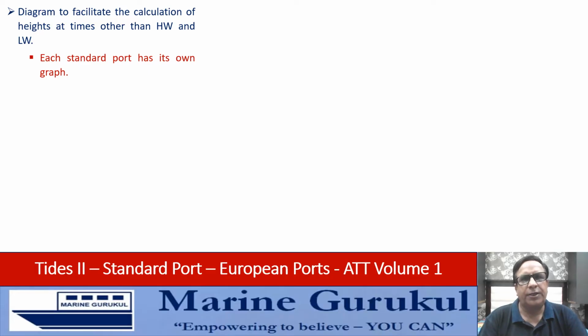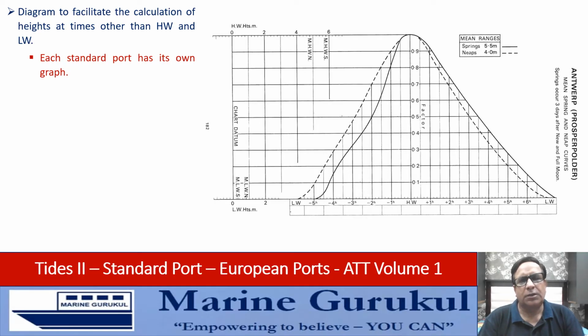Now for ATT Volume 1, each standard port has its own curve. So the curves are port specific, and you have to use the curve of the port in question. The curve shall look the way it is shown on the screen. What is there on the screen is the curve for the port of Antwerp, which is one of the standard ports of ATT Volume 1. Let's familiarize ourselves with this interpolation curve or the tide curve.